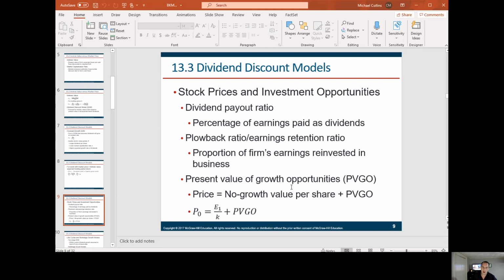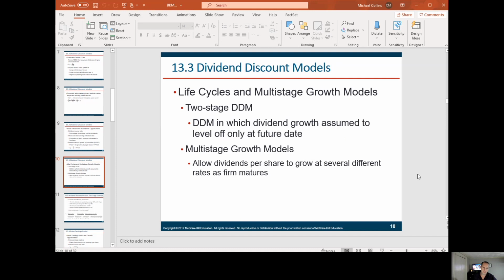Next, present value of growth opportunities. So again, another present value calculation. The hard part about present value calculations is, can you determine the speed of their growth? Life cycle and multi-stage growth models. So you can have a two-stage dividend discount model where you have the company growing at one rate for one period of time, and then it grows at a different rate for another period of time.